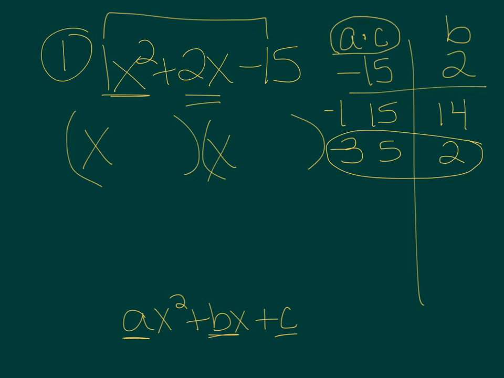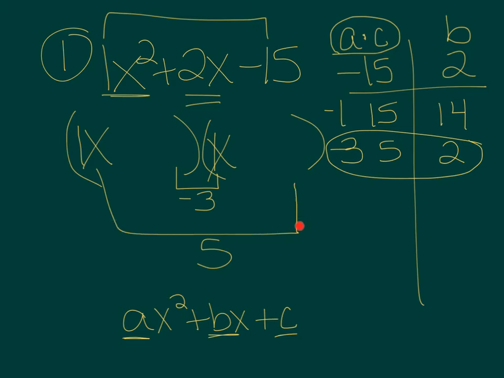Now here's the key. These are nice because these are both 1x's. What's going to happen is when you multiply those two together, you're going to either have to get the 5 or the negative 3. It really doesn't matter. And then when you multiply those two together, you're going to have to get negative 3. So let's look at the outside ones.